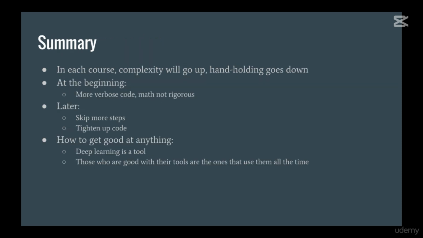I've designed these courses so that at each level, the complexity goes up a little bit and the level of hand-holding goes down. This means that at the beginning, you're going to see more verbose code and maybe some math that may not seem very rigorous. As we go to higher levels, we are going to skip more steps and tighten up the code. So to summarize this, how do you get good? Deep learning is a tool. The people who are good with their tools are the people that use their tools all the time.